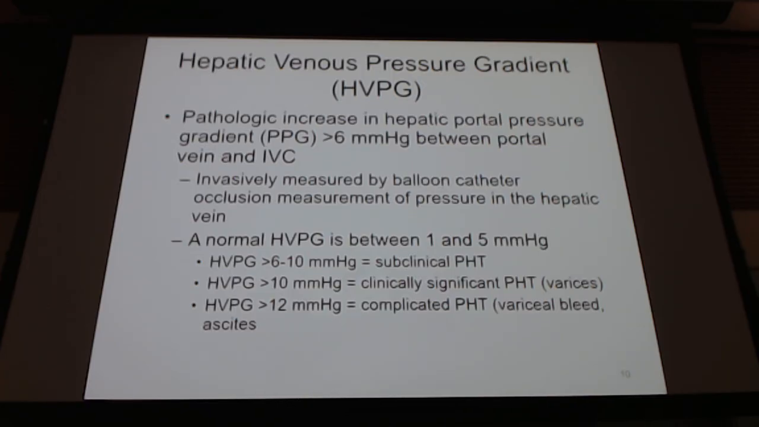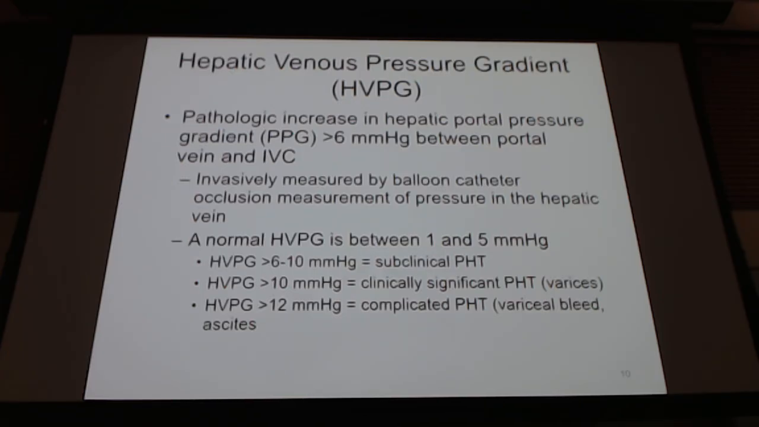Subclinical. So 6 to 10, let's just call it pre-hypertension. Once we get over that 10 mark, we're like, yep, we have definite portal hypertension. And we need to start looking at the things we can do. And you see right there, when we get above 12, we're going to start seeing evidence with variceal bleeds and ascites. So one or the other, they don't have to be happening at the same time, but those are two of the complications that we deal with.